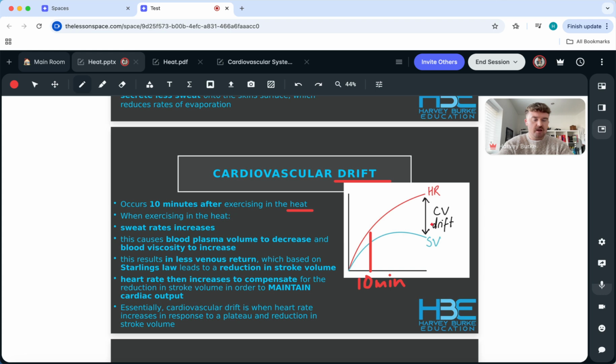And they want you to explain why. So they firstly want you to explain, why does your stroke volume begin to plateau and decrease when you're exercising in the heat? And then why would that cause your heart rate to increase? So let's start with why your stroke volume would decrease. And the reason for that is simply because when you're exercising in the heat, you're going to be sweating way more. And when you're sweating more, you're losing more water from the body. And part of where you're losing that water from is the blood plasma, so the liquid component of the blood.